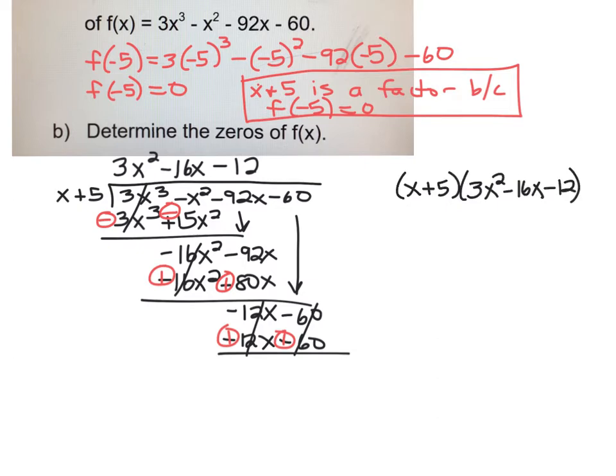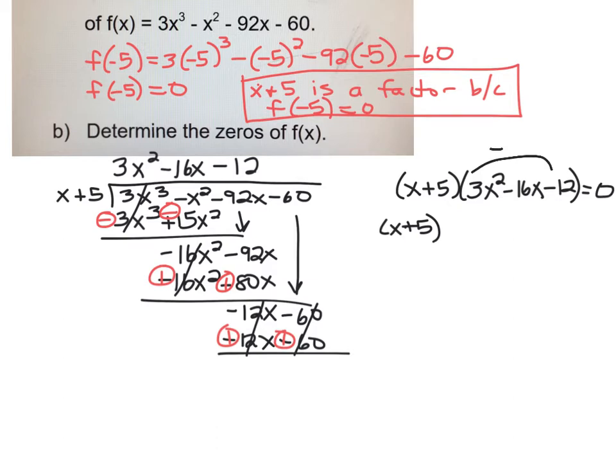Now, it does say to determine the zeros. So what that means is we have to set this equal to 0. All right, now, this right here, this can factor further, so we're going to have to do that, all right? So let me just bring down this x plus 5. And in order to factor this further, right, since we have a number other than 1 in front of our x squared, we are going to have to do the rainbow.